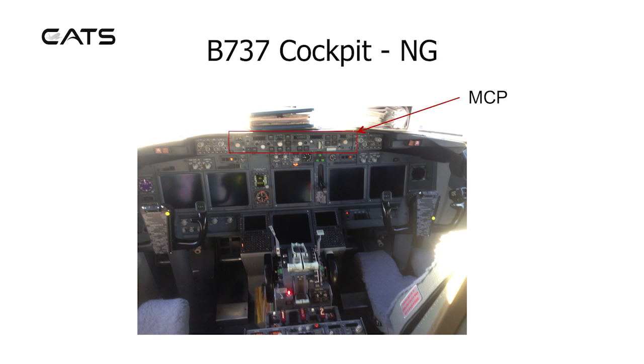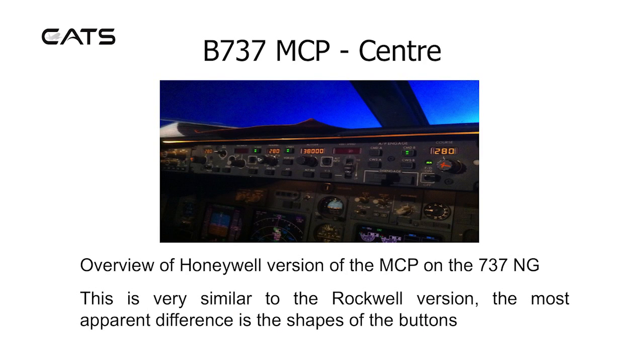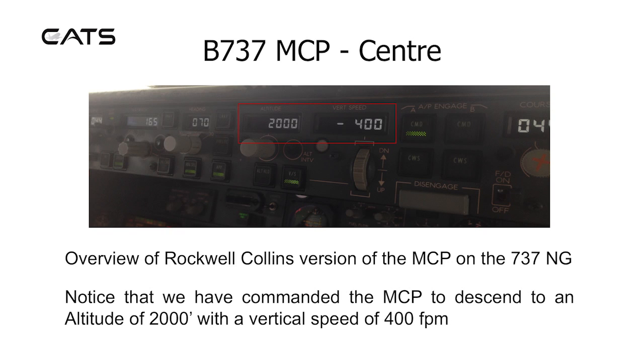Here's the mode control panel in the NG. And here's an overview of the Honeywell version of the mode control panel on the 737 NG. This is very similar to the Rockwell version. The most apparent difference is the shapes of the buttons. Notice that we have commanded the MCP to descend to an altitude of 2,000 feet with a vertical speed of 400 feet per minute.